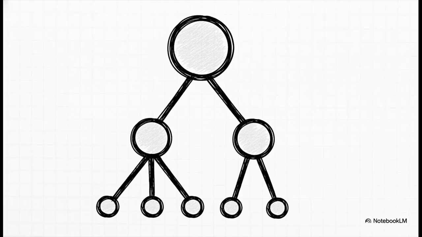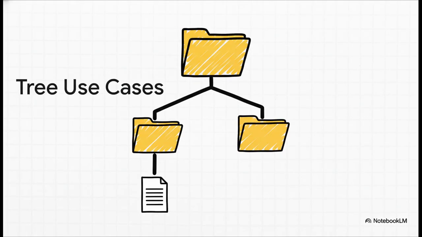So the most common nonlinear structure is called the tree. It has one single starting point called the root, and then every item, or node, can branch out into child nodes below it. And you'll notice, unlike a linked list node that just has a pointer for next, a simple tree node might have pointers for a left child and a right child, which is what allows it to build that branching, hierarchical structure.